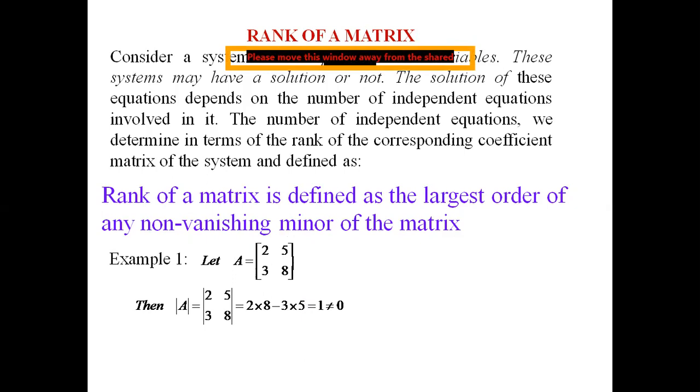Actually, rank represents the number of independent rows. Here the first row is 2, 5. The second row is 3, 8. That means this is also an independent row. Suppose that this row is obtained as a multiple of the first row. Suppose that the first row is multiplied by 3: 3 into 2 is 6, 3 into 5 is 15. If the second row is that one, then the determinant of that matrix will be 0. So our aim is to get the order of the largest square matrix whose determinant is not equal to 0. So the rank actually implies the number of independent rows of the matrix.